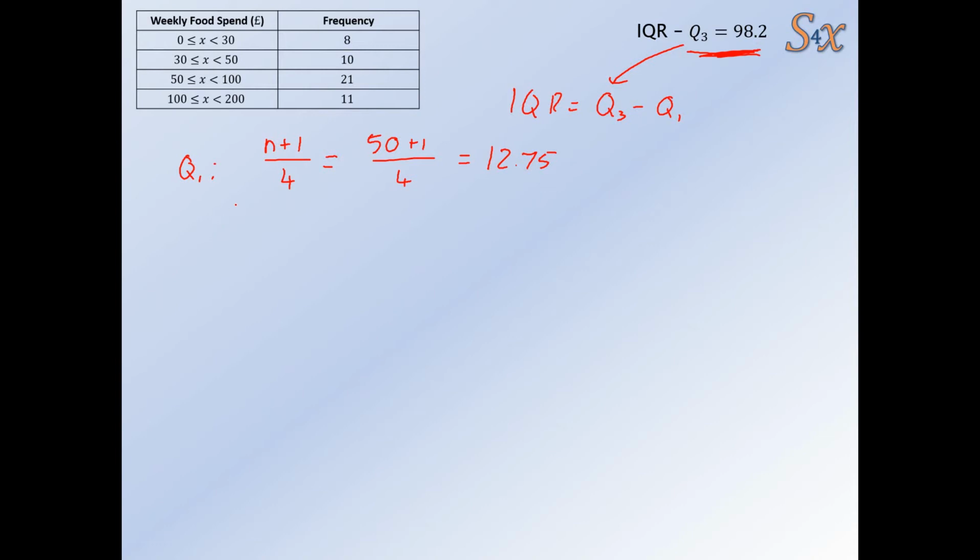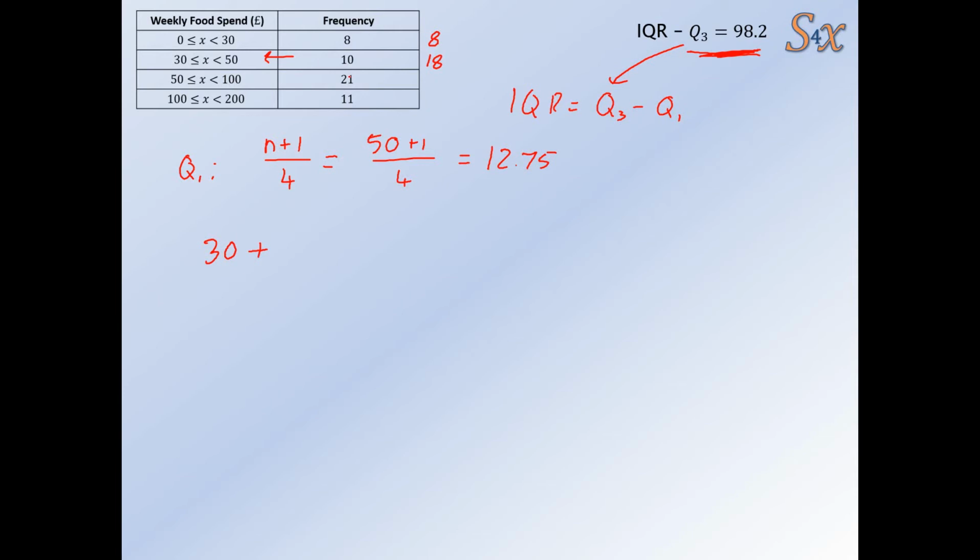And then we apply our formula. So if you remember, the first thing we need in the formula is the start of the group. We need to figure out which group we're in first. So there's 8 people in that group. We haven't got to the 12.75th person yet, but we're 18 people through by the end of the second group. So there must be in this second group somewhere. Now the start of that group is 30, so I'm applying the linear interpolation formula now.